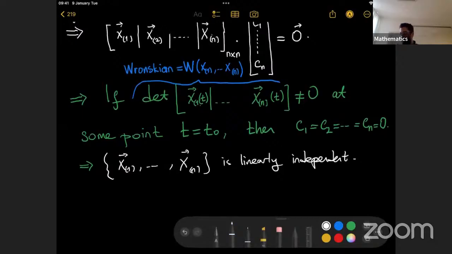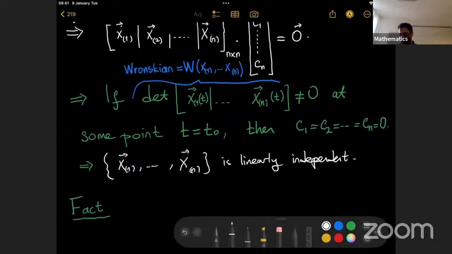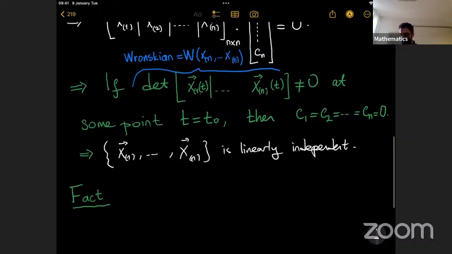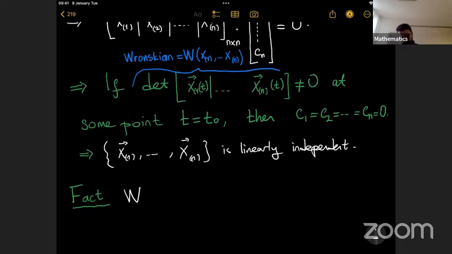Well, there is one nice thing, maybe let's write this as a fact. Again, it follows from the existence uniqueness theorem. The Wronskian, so maybe let's say first, right, so these are the solutions, x1(t), okay?